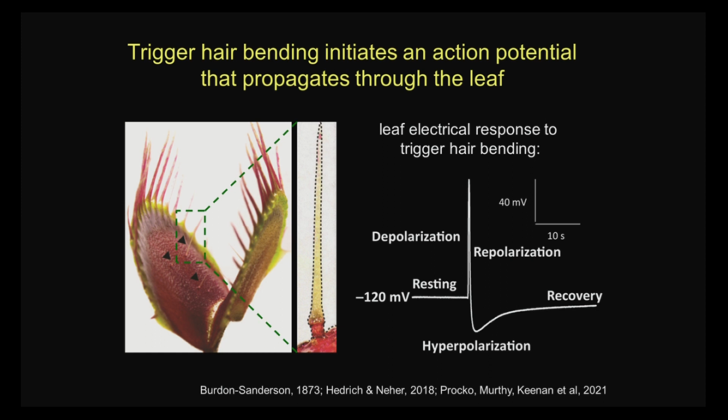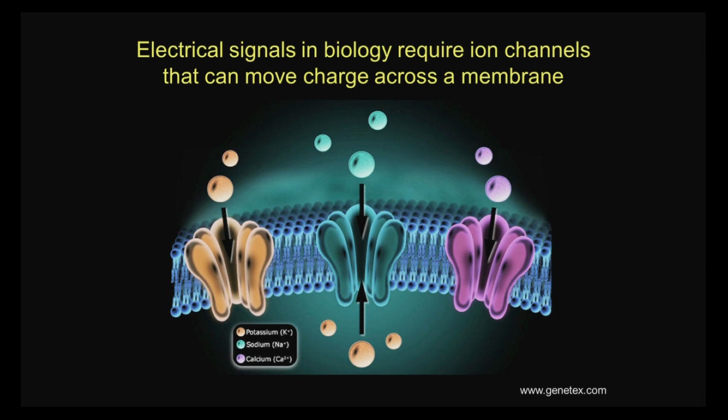So we have this electrical signal, right, which goes through the leaf. And in biology, electrical signals are associated with ions, right? And it's the movement of ions across membranes, which moves charge across membranes. So this is where the electricity is coming from. So this requires ion channels, right? These are proteins which are embedded within the cell membrane, and they can move different salt ions such as potassium, sodium, calcium across the membrane to move charge, right? So we're going to focus now on ion channels.